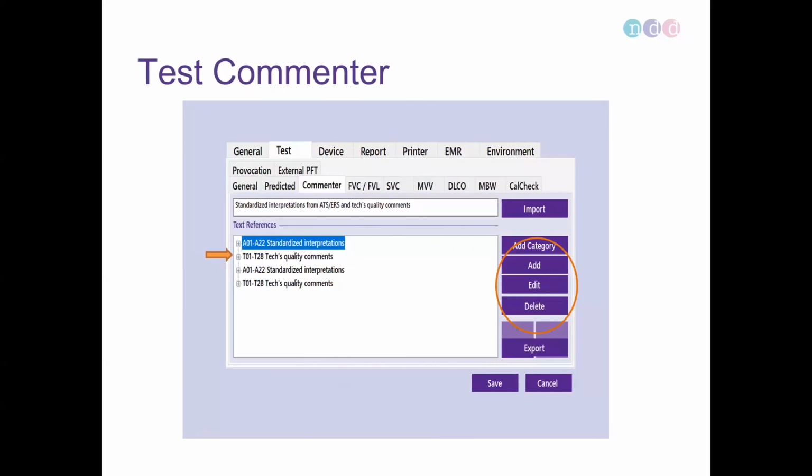It's something where you can save the quick keys that you like to use frequently. On this screen, I'm going to highlight again the ATS standard interpretations and hit Save. If you wanted to add your own, you can see over on the right-hand side Add, Edit, and add your own category. This is where you would do those.